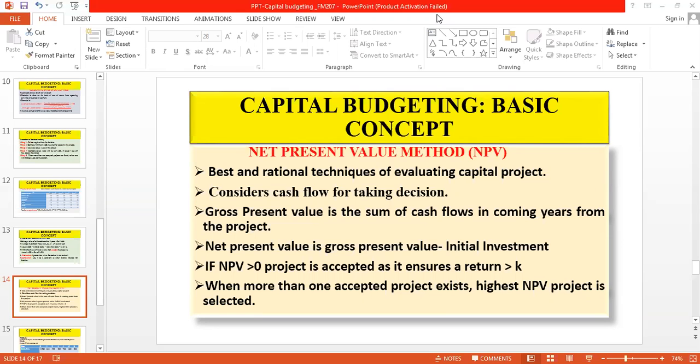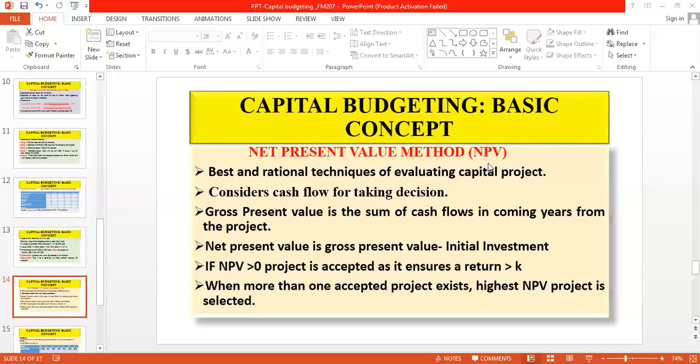So, we will now consider the methods that are totally rational. That means all of the techniques that we will discuss now will take into consideration time value of money. Among them, the most popular one is the net present value method, NPV. So, first let's see what is NPV. Actually, it is the best and rational technique of evaluating a capital project.